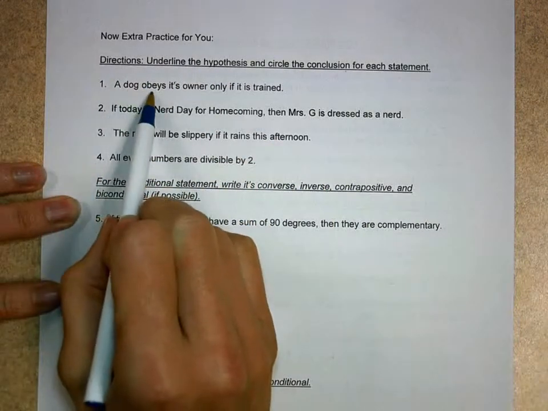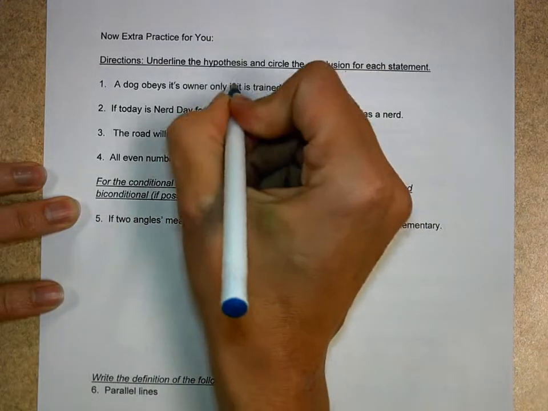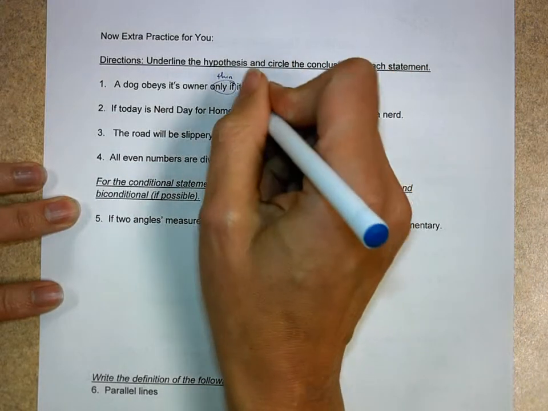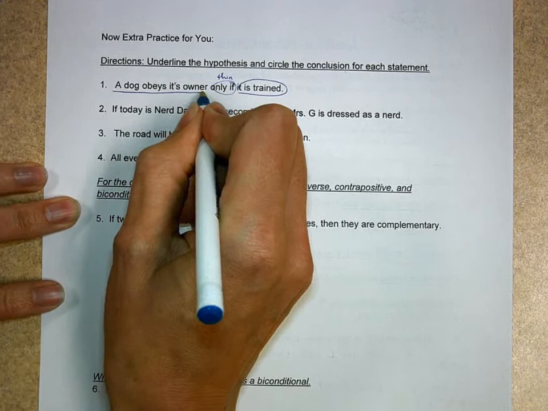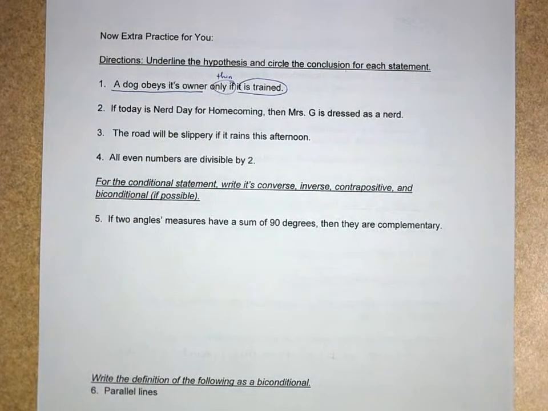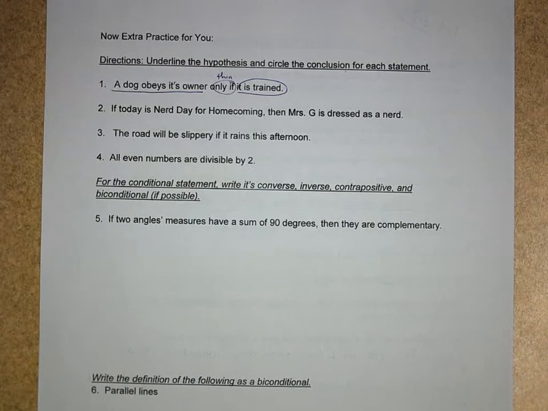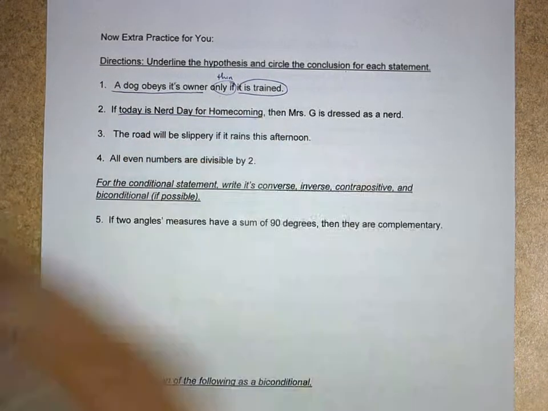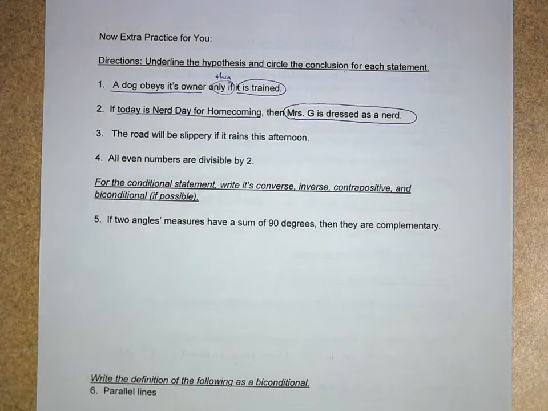First one: a dog obeys its owner only if it is trained. Now remember, only if means the word then. So this is actually my conclusion, and that is going to be your hypothesis. Next one: if today is nerd day for homecoming, then Mrs. G is dressed as a nerd. So, yeah, today is nerd day for homecoming, and Mrs. G is probably definitely dressed as a nerd.